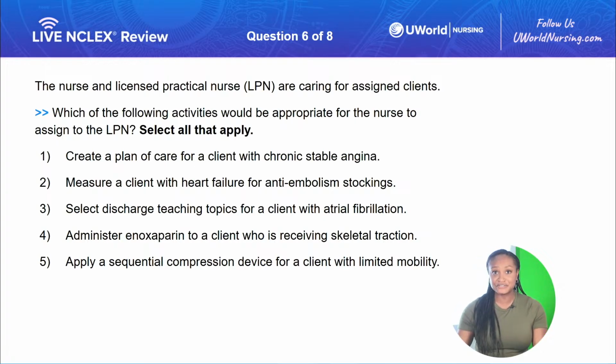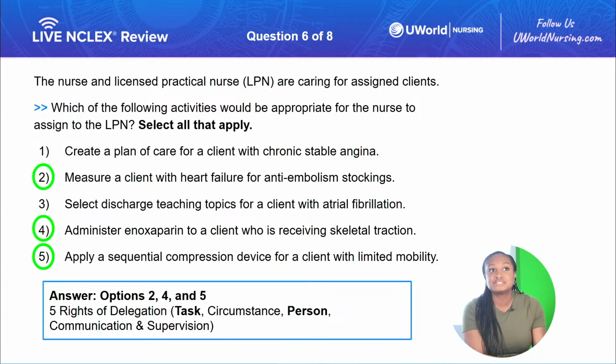Okay, the correct answer for this one. The scope of practice of an LPN or LVN would be options 2, 4, and 5. So think of all the things that can continue the plan of care for a client. They can measure a client with heart failure for anti-embolism stockings. This isn't initiating anything. They're just measuring to continue the care with the anti-embolism stockings. It's a stable type of thing. There's no risk factor with just measuring a client's leg for stockings. So this is okay for them to do.